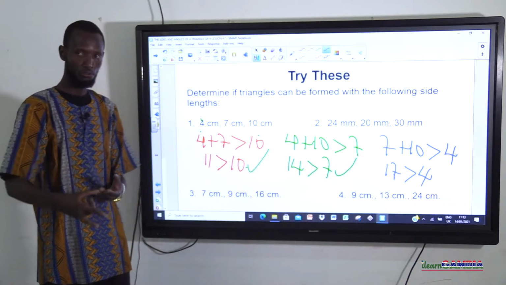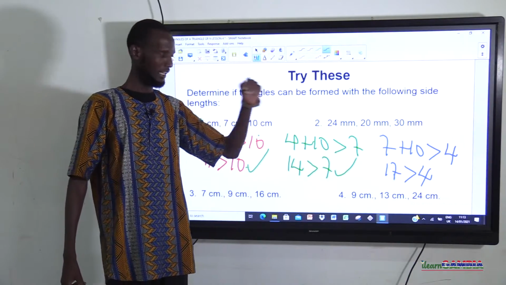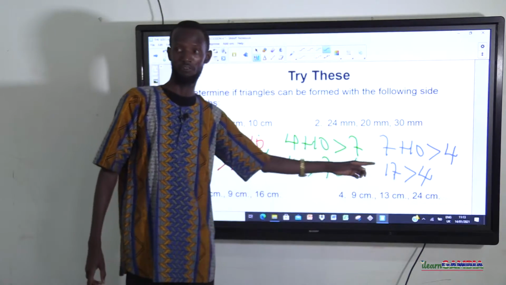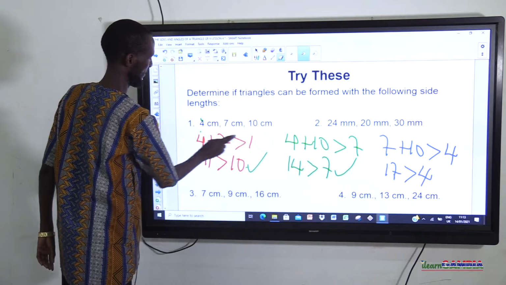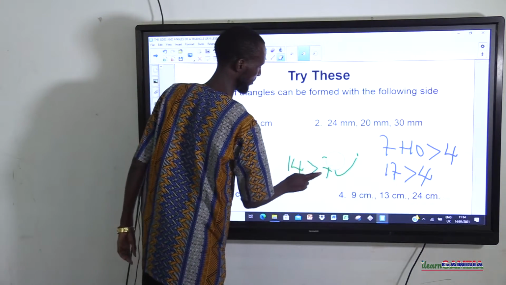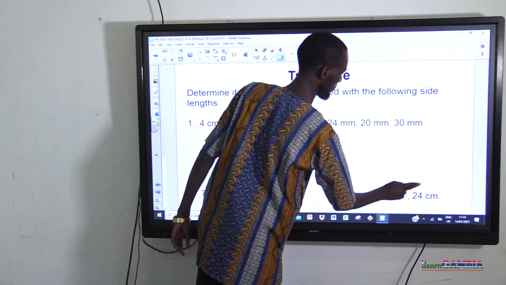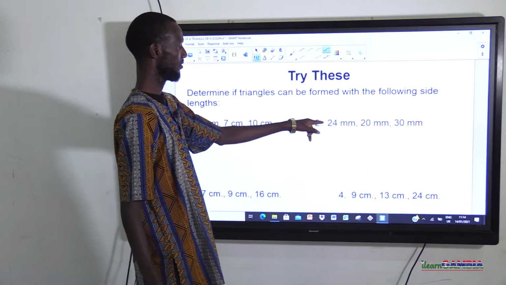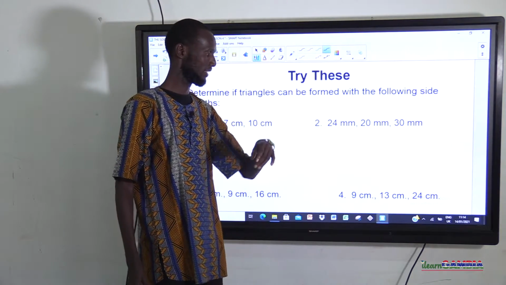And we can go through the same process for all of these examples, okay? I'm going to go through 2 of them with you again, and then I'll expect you to be able to go through the 4th one on your own, okay? So let's see. Number 1 is correct. It can form a triangle. Now let's go to number 2. At number 2, we have 24, 20 millimeters, and 30 millimeters, okay?